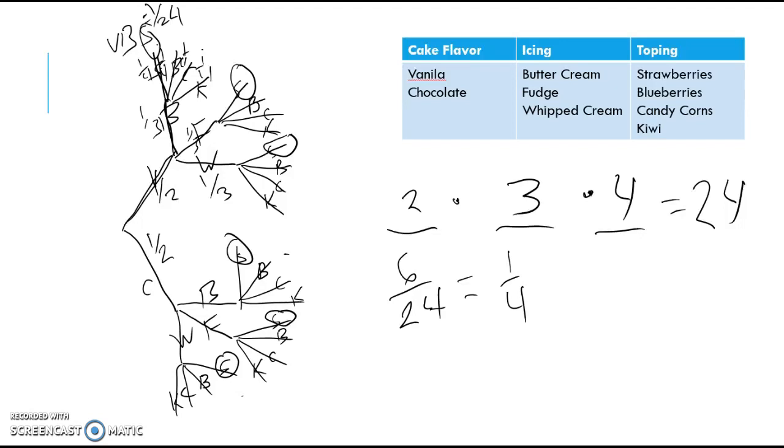There would be 2 cakes that would be both my favorite and my sister's favorite. Those would be a vanilla fudge kiwi cake or a chocolate fudge kiwi cake. It would make both of us happy.